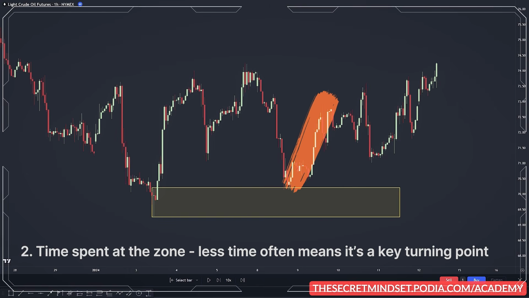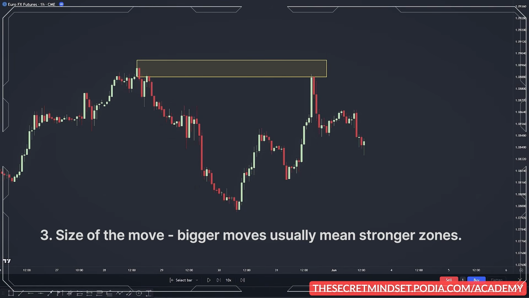If price just touches a demand zone and starts rising right away, it might mean big buyers stepped in and bought up all the supply. Third, size of the move. How far does price go after hitting the zone? Bigger moves usually mean stronger zones. If price barely moves, it's not a good sign. But a long move in the opposite direction after testing a zone means it's probably important.